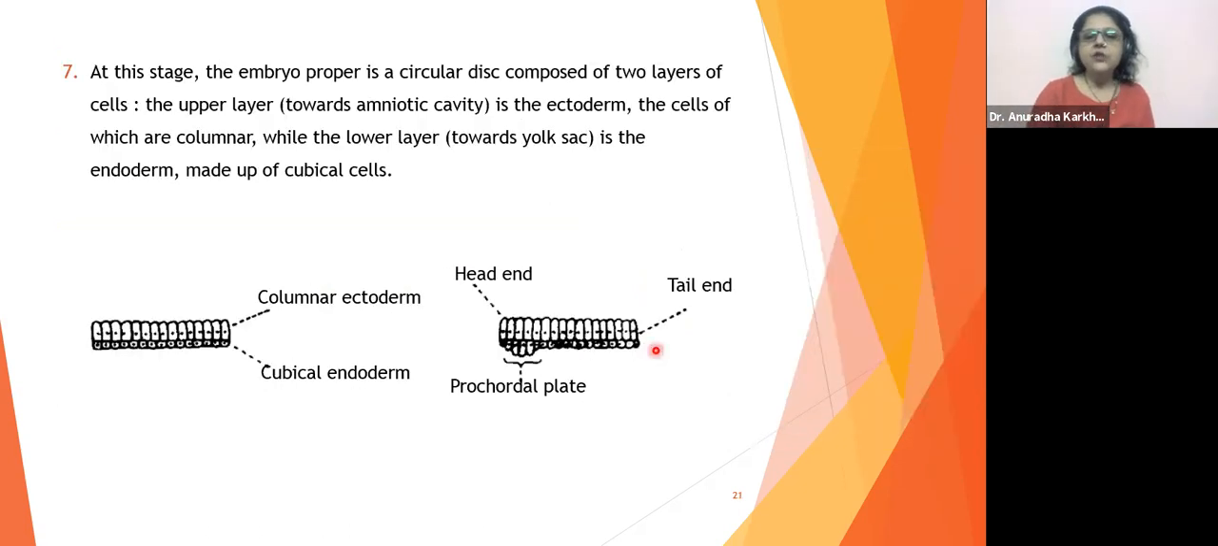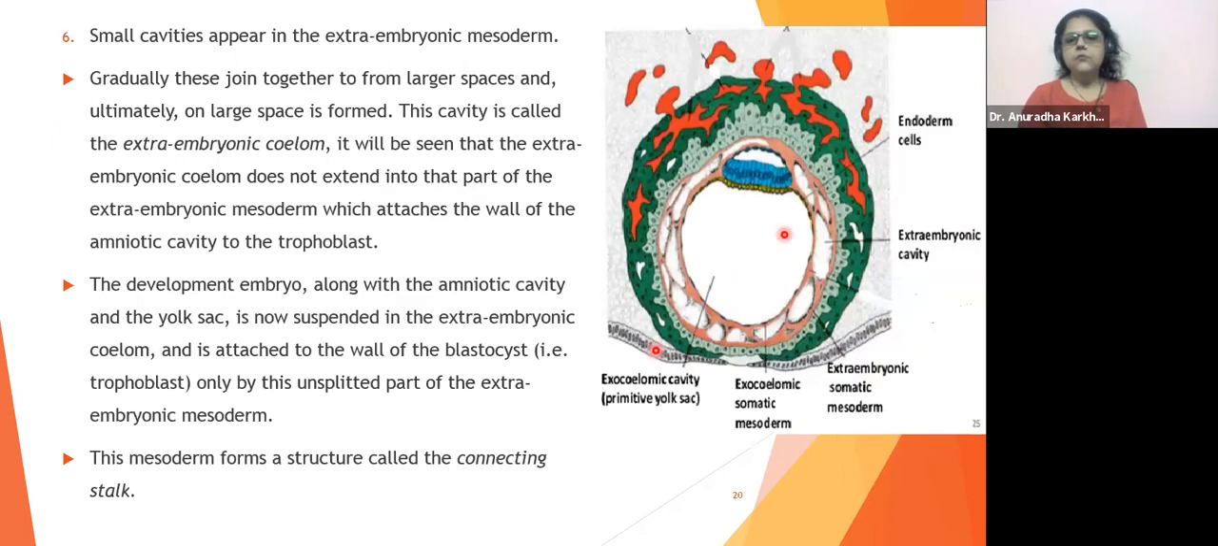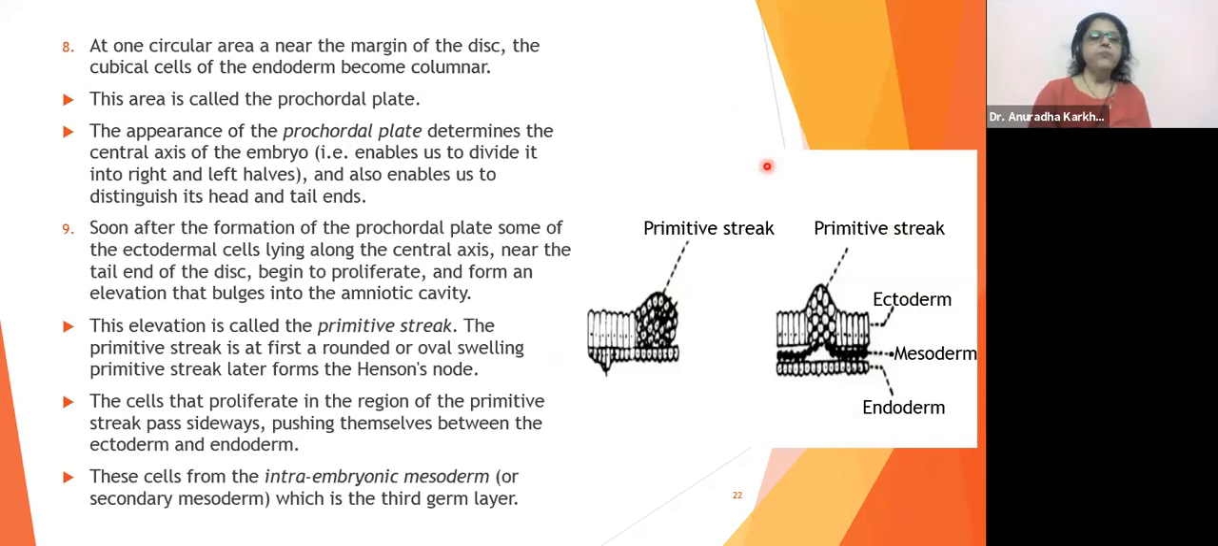So if you can see over here, in this amniotic cavity, there is going to be seen a bulge. There is going to be seen a swollen knob-like structure. This elevation is called the primitive streak. The primitive streak is at first round or oval. The primitive streak later becomes or forms Henson's node.